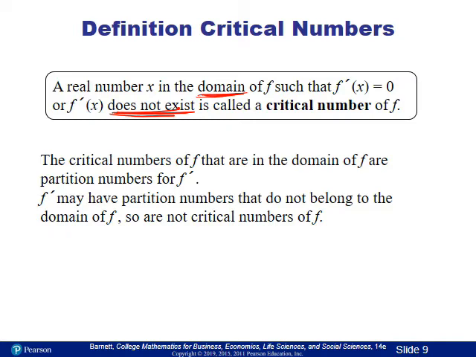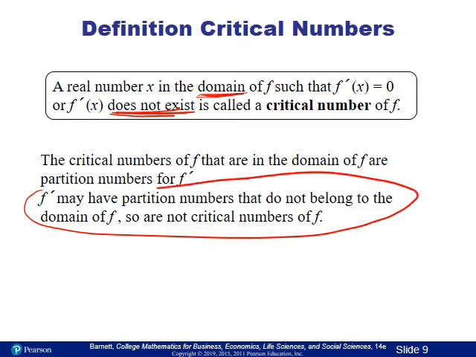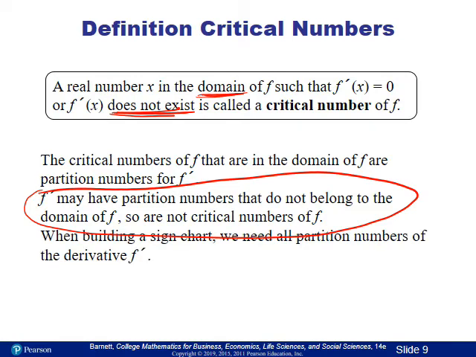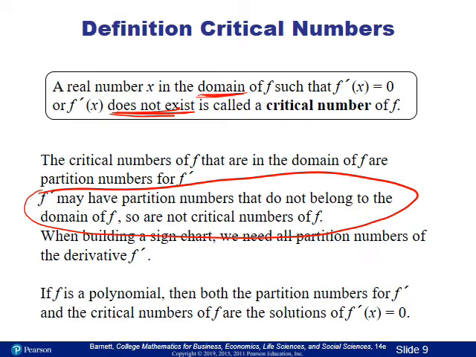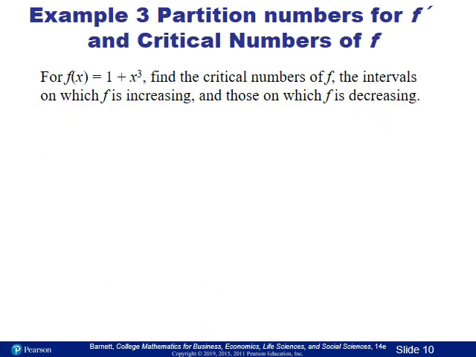So we can discuss this in an example. What does it mean? That not all partition numbers are critical numbers, but all critical numbers are partition numbers. When building a sign chart, we need all partition numbers of the derivative f dash. So if f is a polynomial, then the partition numbers for f dash and the critical numbers of f are the solutions of f dash equals 0.